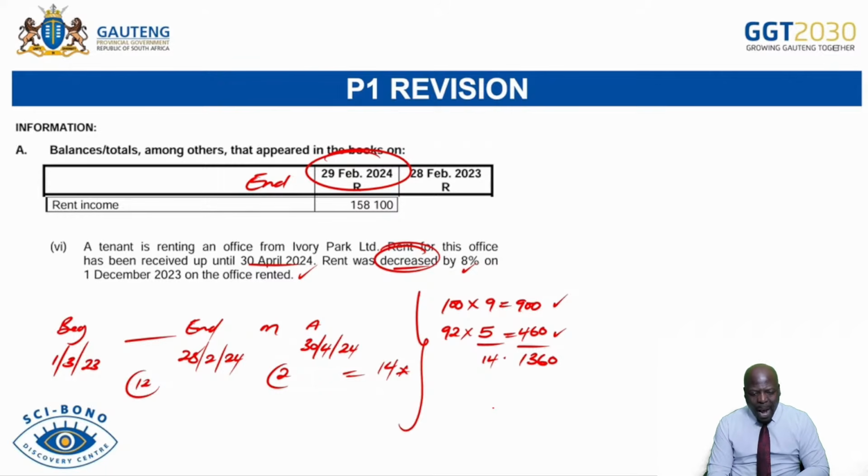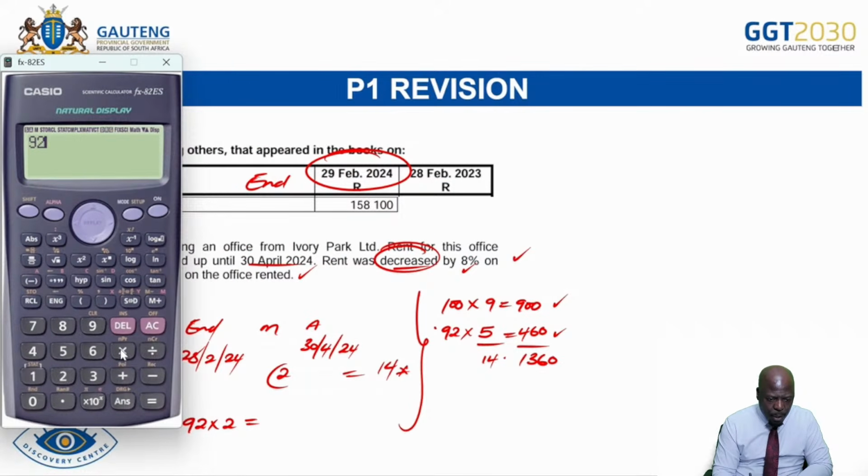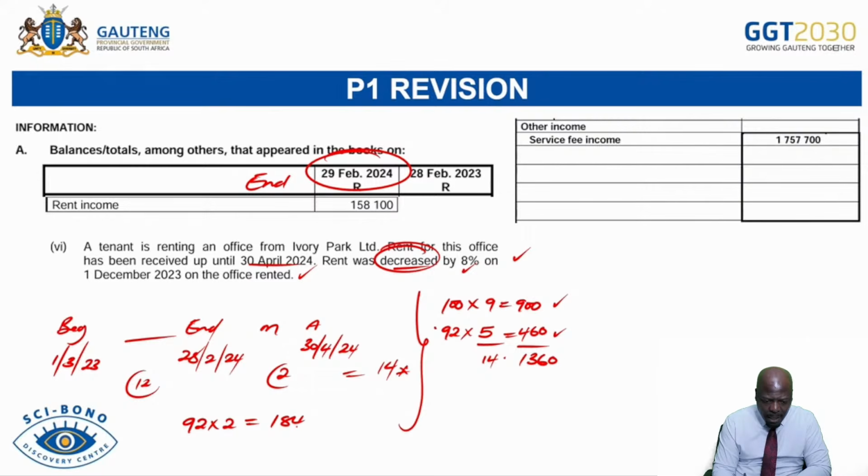Now, what do I want? I want rent for March and April. March and April are falling within the period after the decrease. So March and April, it's going to be 92. So several ways in which one could have done this. So I can simply say 92 multiplied by 2. All right, let's see if I can get a calculator and say 92 multiplied by 2. And that's going to give me 184. So here I have 184. And then I want 184.